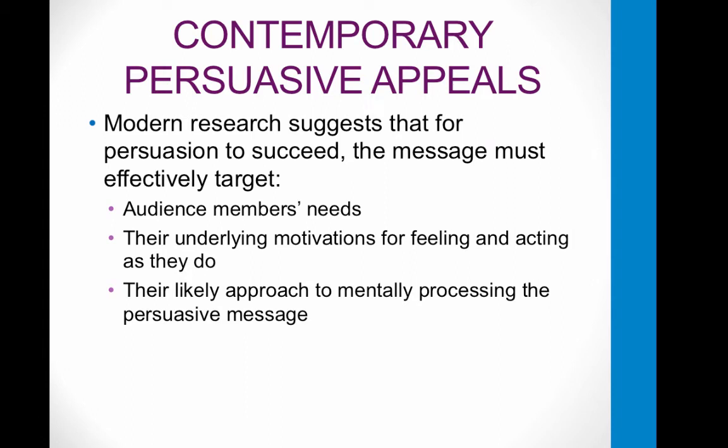Modern research suggests that for persuasion to succeed, the message must effectively target the audience members' needs. Think about the fact that they're thinking about how it affects them. There was a sentence for you. Their underlying motivations or feelings in acting as they do, and their likely approach to mentally processing the persuasive message. How are they going to perceive what you're saying?